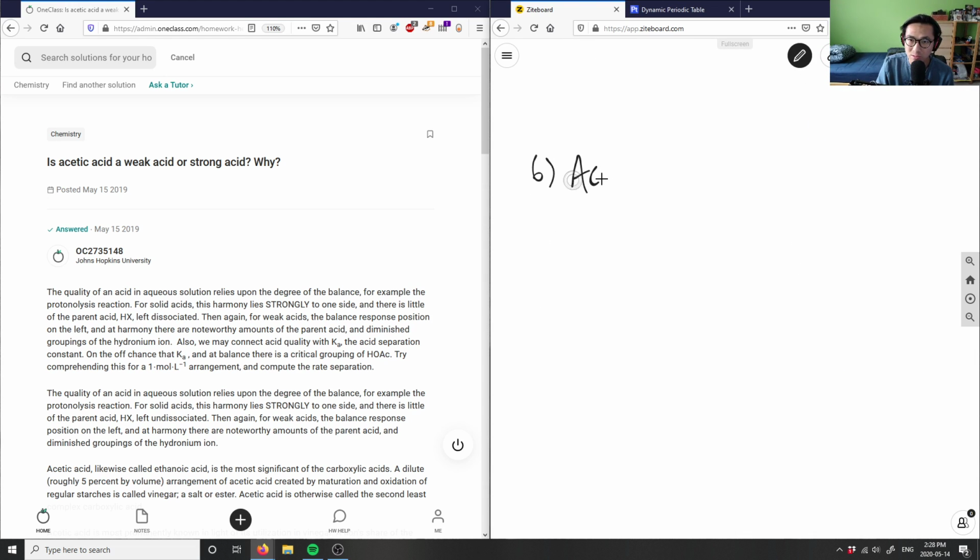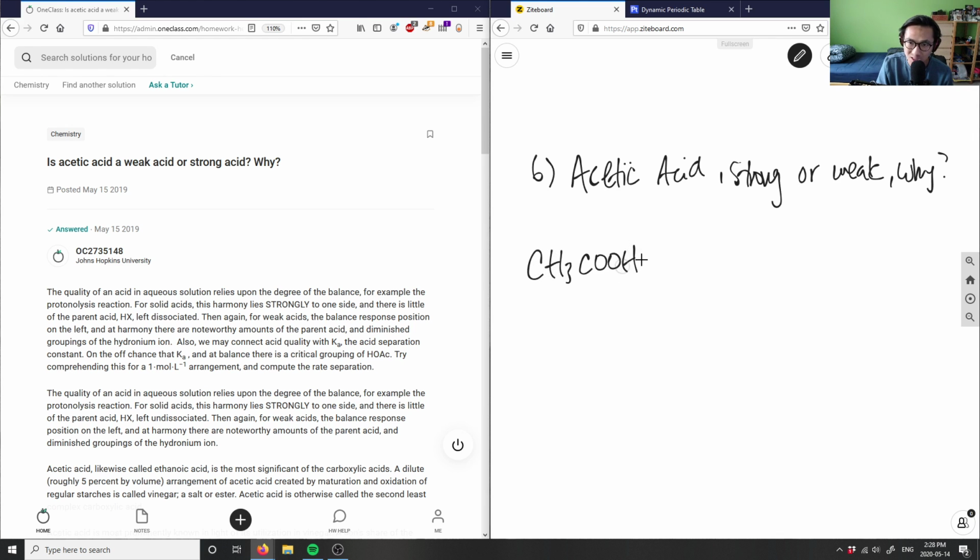So first, let's look at acetic acid. Is it either strong or weak? They're asking why. If we look at the chemical formula for acetic acid, we have CH3COOH, right? With acetic acid, or basically any carboxylic acid, there's a really good rule: most carboxylic acids, and actually a lot of them, behave as weak acids.